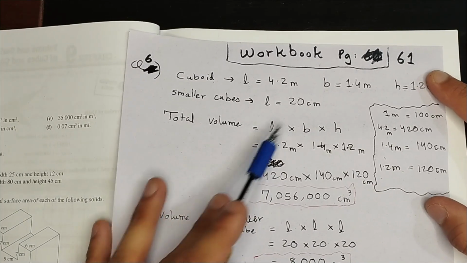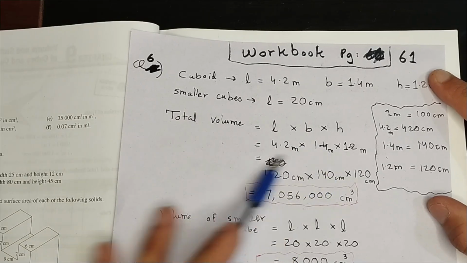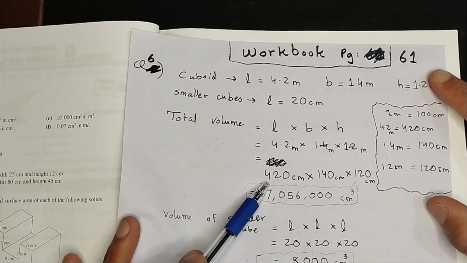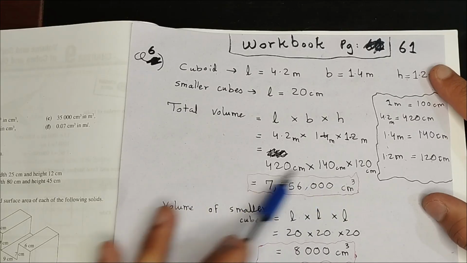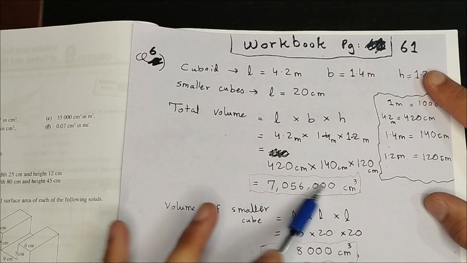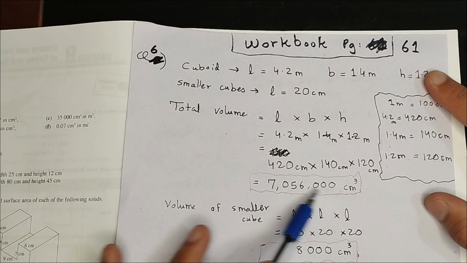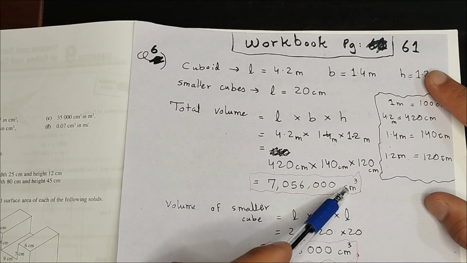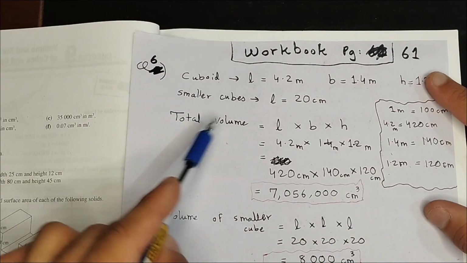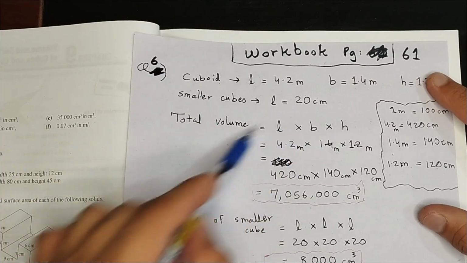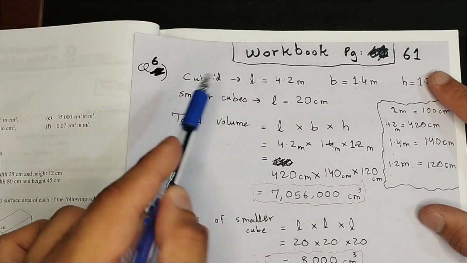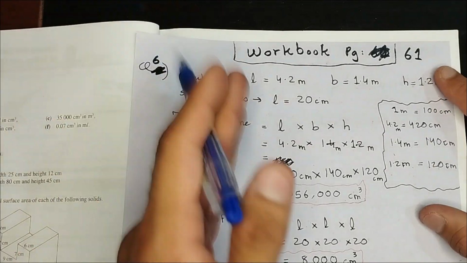So length multiplied by breadth multiplied by height, I can just simply multiply them as decimals, or I can just convert them into centimeters and multiply the whole numbers, which is easier for me. I get 7,056,000 cubic centimeters as my total volume. This is the total volume of what? Cuboid, okay? This volume of the cuboid is being cut into smaller cubes, okay? You take the cuboid, you're going to cut it into smaller cubes.